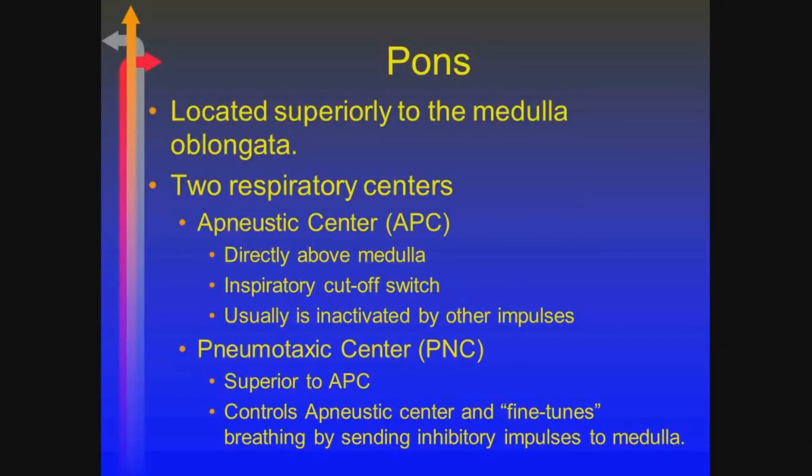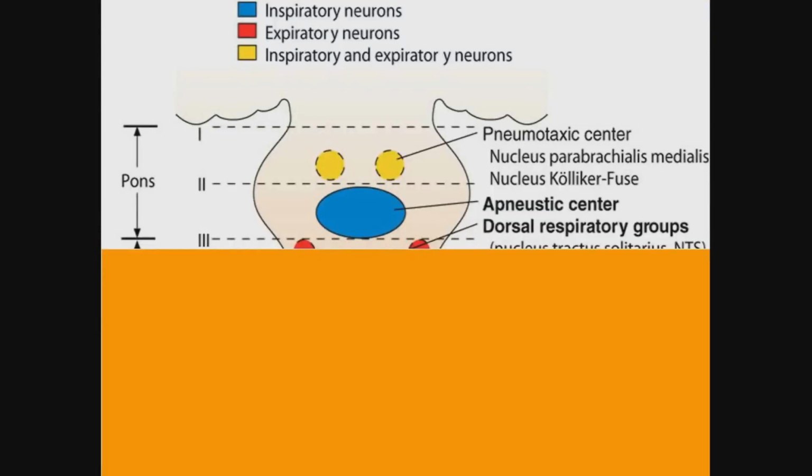There's also another portion of this called the pneumotaxic center, which basically is fine-tuning that impulse being sent out through the inspiratory centers. So here's the pons, lower one on top, the pneumotaxic superior to the apneustic center. And there's the two of them as far as what they primarily look towards.